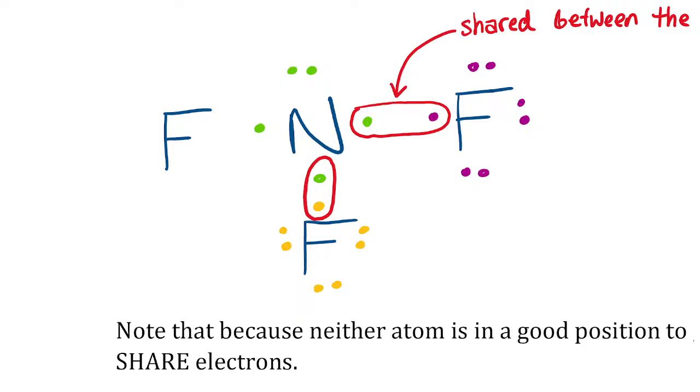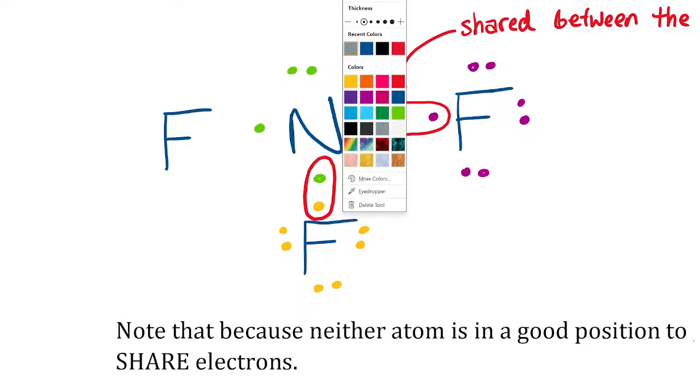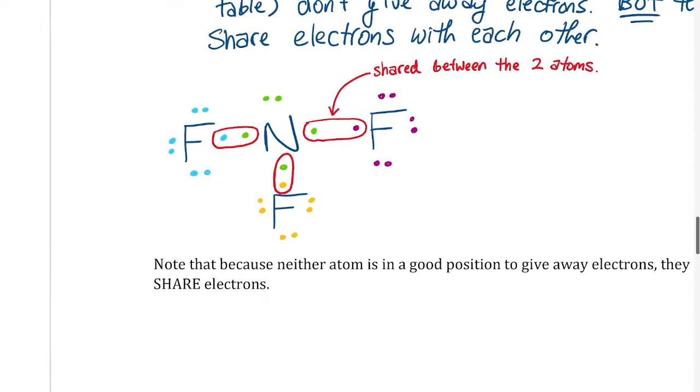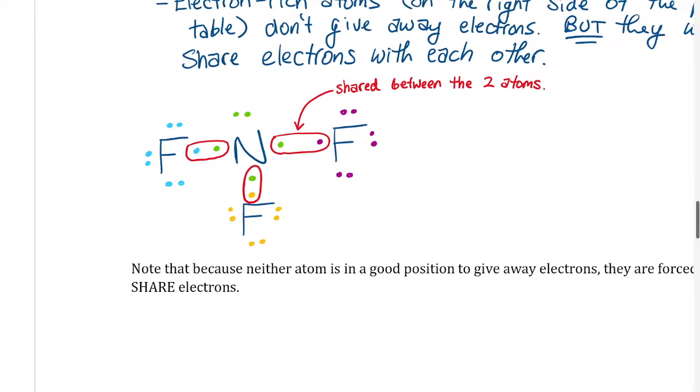And I will draw these ones in, well, I don't know. Let's say blue. And it has 1, 2, 3, 4, 5, 6, 7 electrons. And again, it can simply share this pair. And now, everything involved has the full complement of 8 electrons.